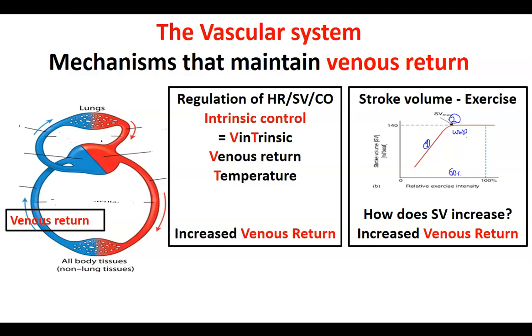Today's lesson then is looking at the mechanisms that allow venous return to take place in the first place. We've looked at the effect venous return can have on stroke volume, heart rate, and cardiac output. Now what we need to do is have a look at those mechanisms, because it works on quite an interesting anomaly here.